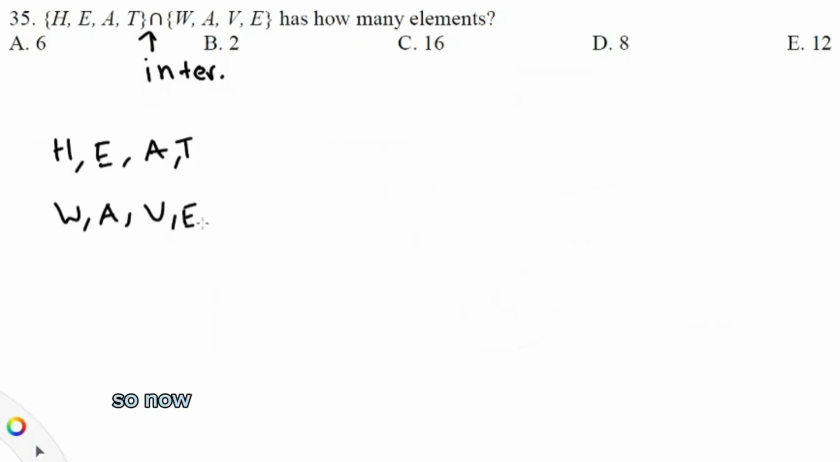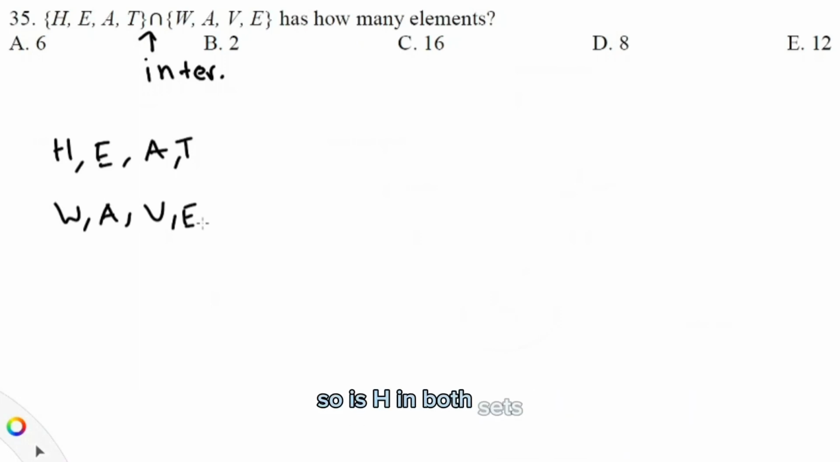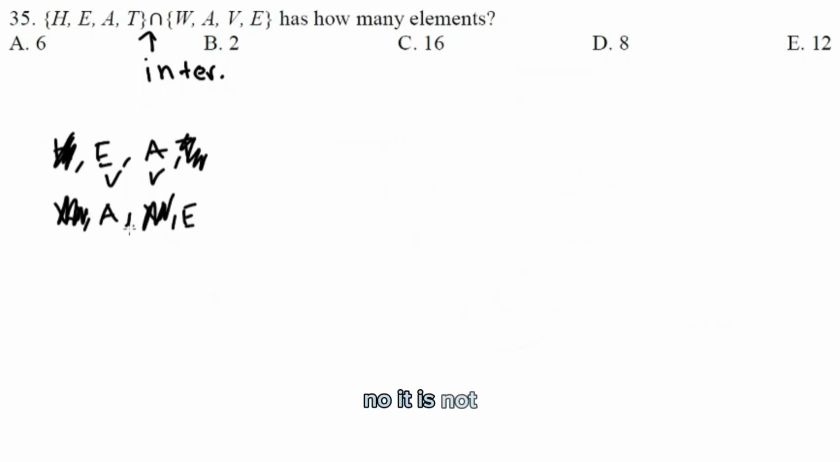Alright, so now we need to see which two elements are common. Is H in both sets? No, it is not. Is E in both sets? Yes, it is. Is A in both sets? Yes, it is. Is T in both sets? No, it is not. Now let's check the other one. Is W in both sets? No, it is not. Is V in both sets? No, it is not. So now we only have A and E. That means there's only two elements, and that's your answer.